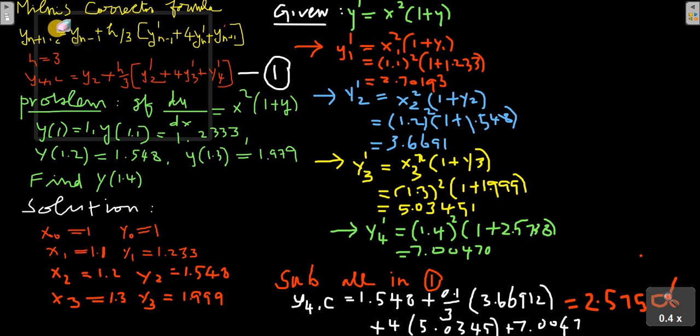I repeat again, you have to remember the Milne corrector formula, that is this. When n equals 3, you will get this equation, and then for the problem, from the given values it is possible to get all these things that are required here. Substitute all these values in this equation number 1 and we will get the corresponding answer.